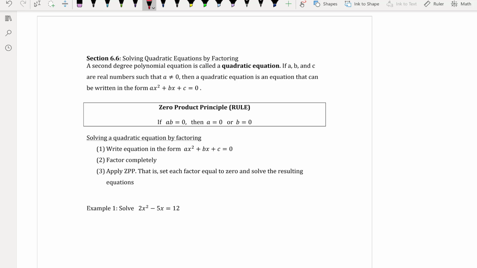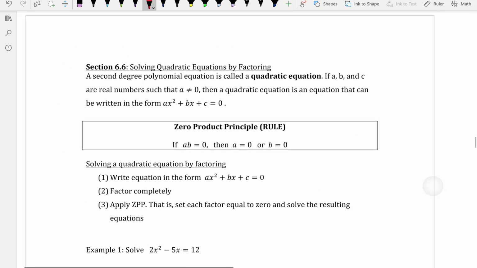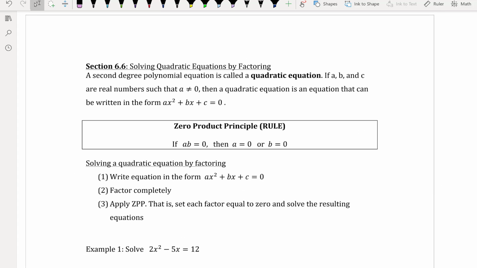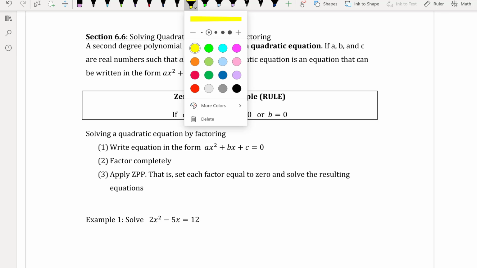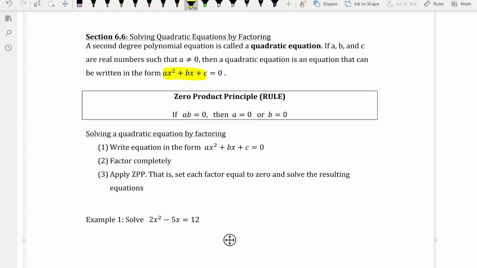So hopefully by now you feel a little bit comfortable with factoring, because now that's just going to be part of what we do. We factor and we solve. So we solve by factoring. We know that a quadratic is a degree 2 polynomial, so that's ax squared plus bx plus c. This is the general form for a degree 2 polynomial, and we call that a quadratic. You also know it looks like a parabola.